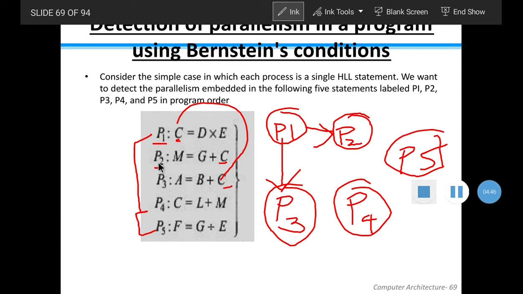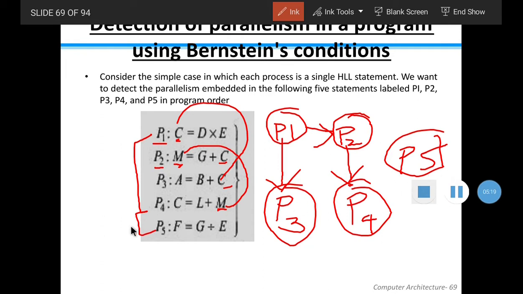Now we have to compare P2 with P3. In P2, M is the output, so we have to see where M is used as an input in the next statements. If we observe P3 here, M is not used, but in P4 we are using it. So from M to M there is a connection. So this is P2 and P4. We can again draw an arrow mark.